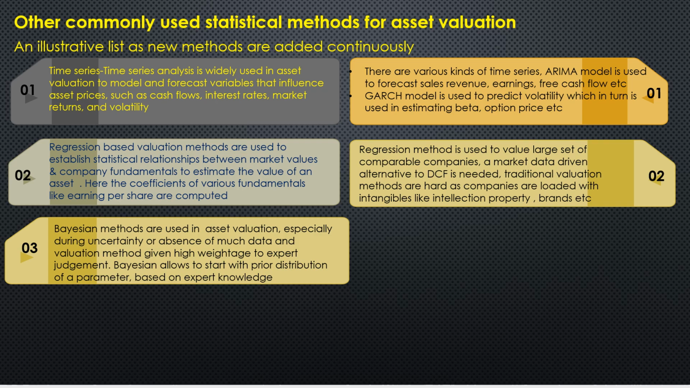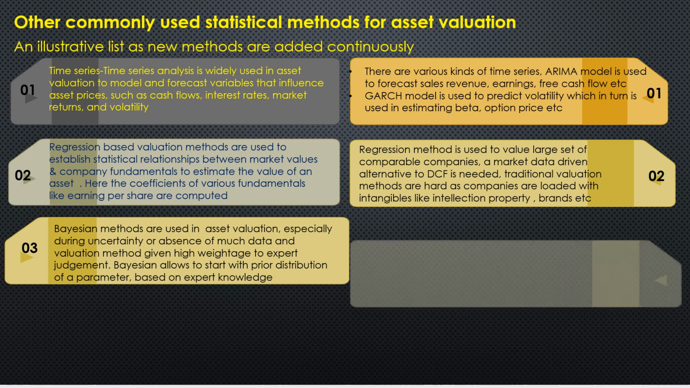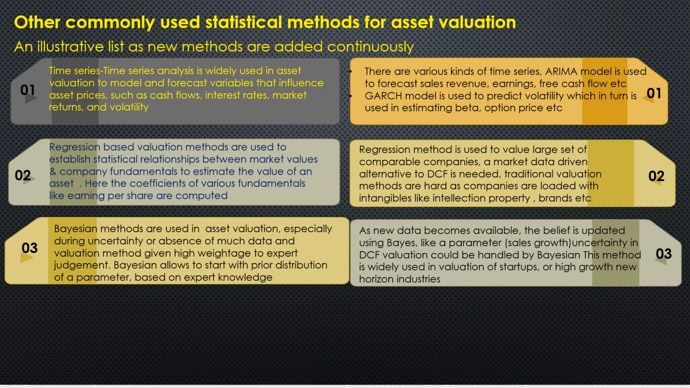Bayesian methods are used in asset valuation, especially during uncertainty or absence of much data, and in valuation methods that give high weightage to expert judgment. Bayesian allows us to start with a prior distribution of a parameter based on expert knowledge. As new data becomes available, the belief is updated using Bayes' rule. For example, a parameter like sales growth uncertainty in DCF valuation could be handled by Bayesian. This method is widely used in valuation of startups or high growth new horizon industries.